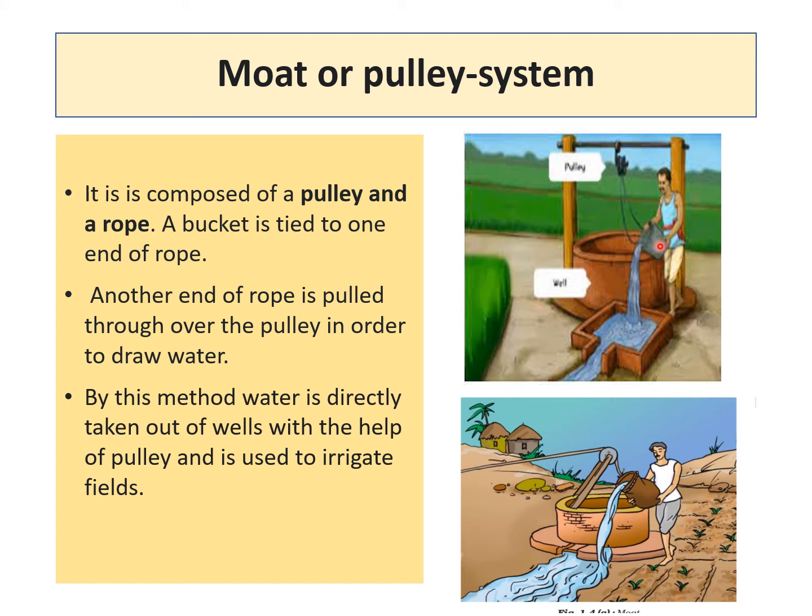One bucket is tied to one end of the rope, and another end of the rope is pulled over a pulley in order to draw the water, right? By this method, water is directly taken out of the wells with the help of a pulley and it is used to irrigate the fields. It is a simple pulley based method. In this, the person used to take out water from the well with the help of a pulley. This is one of the traditional methods.